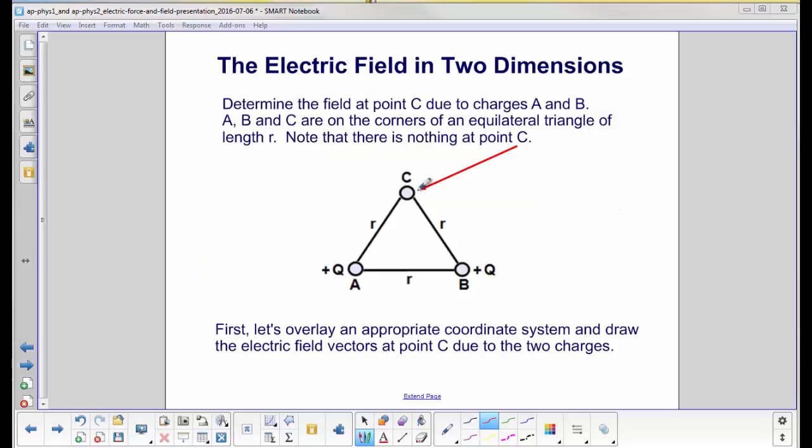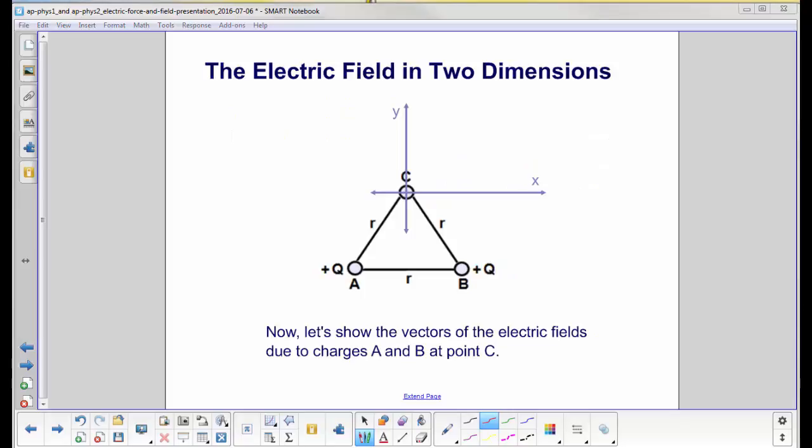Determine the field at point C due to charges A and B. A is plus Q, B is plus Q. Note, there's absolutely nothing at point C. We just want to find the electric field there. So let's start with the appropriate coordinate system, and we will draw the electric field vectors at point C due to the 2 charges.